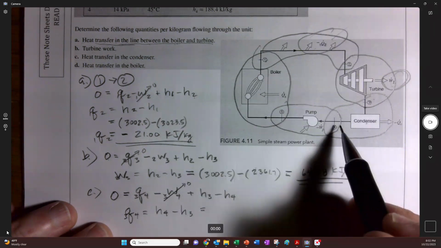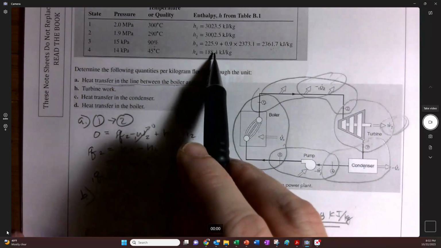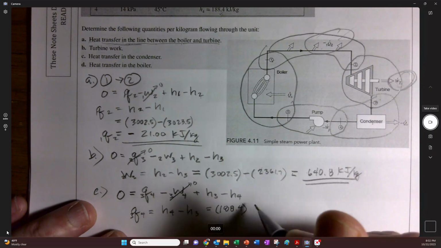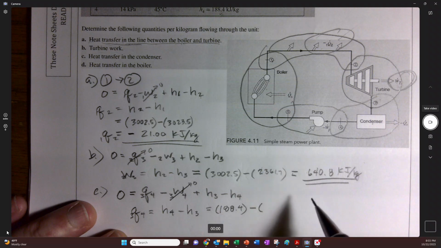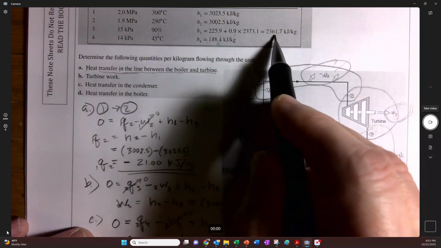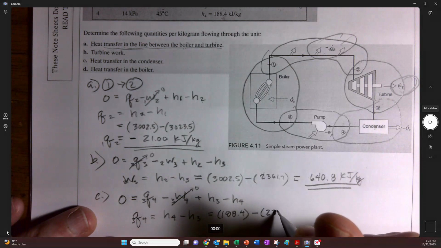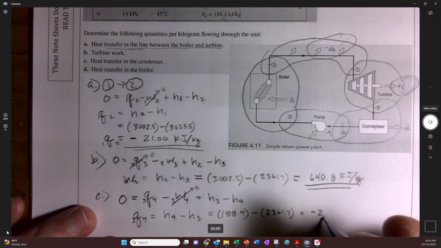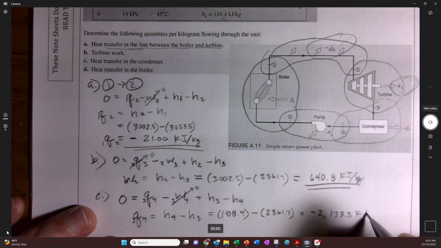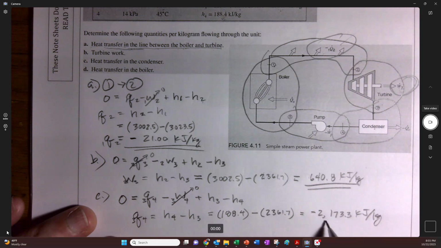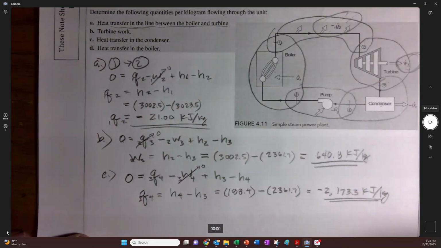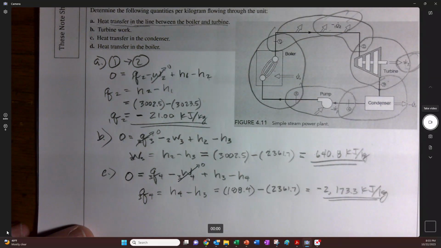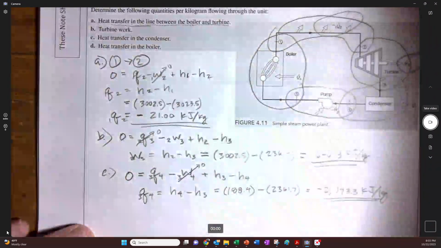So the H4 is going to be right here, 188.4. And then minus, the enthalpy we just said was 2,361.7. And that's going to be negative to represent the fact that it's heat lost, and these are kilojoules per kilogram, or heat out, maybe I should say. And we don't necessarily lose it. I mean, it didn't just disappear. We know where it went. We just can't get it, and we can't do anything with it.